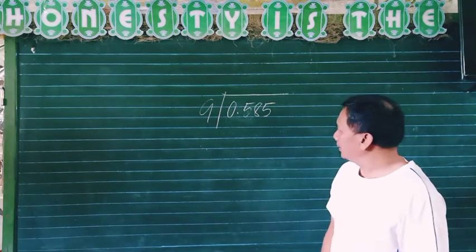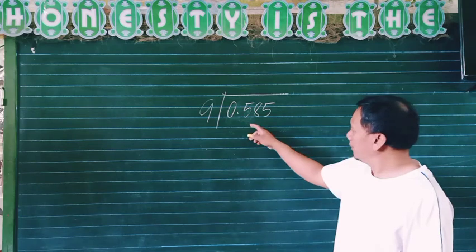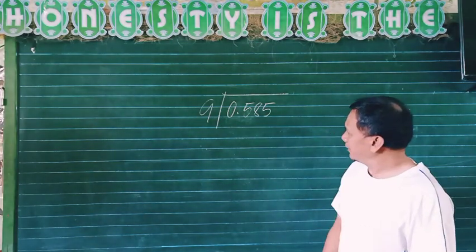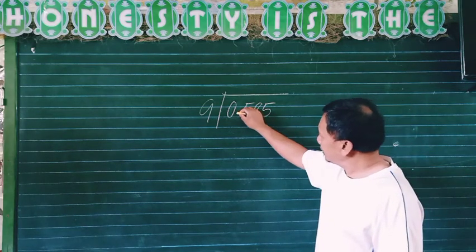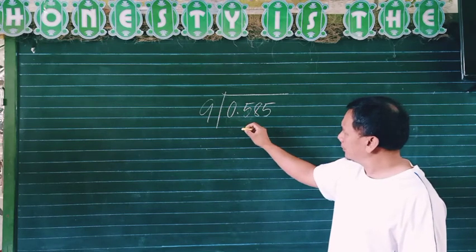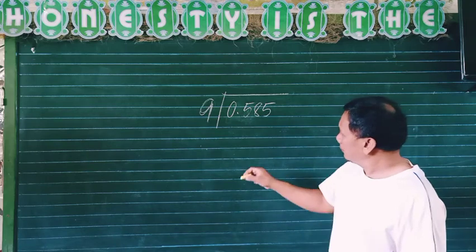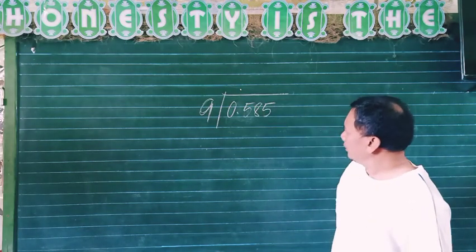Okay, another example in dividing pure decimals by a whole number. We have 585 thousandths divided by 9. Okay. So align first. Again, no movement of the decimal point because your divisor is a whole number. So align first the decimal point to your quotient.